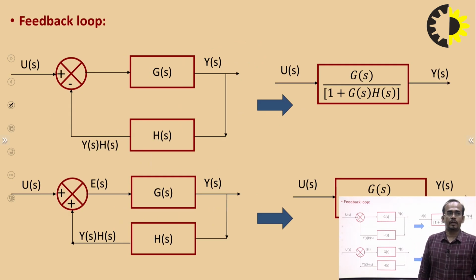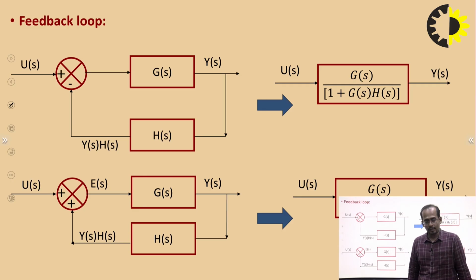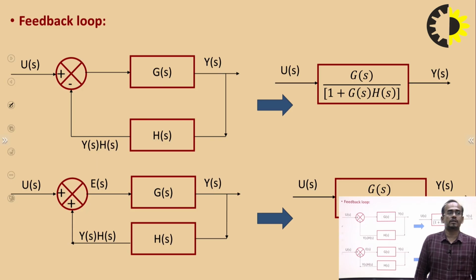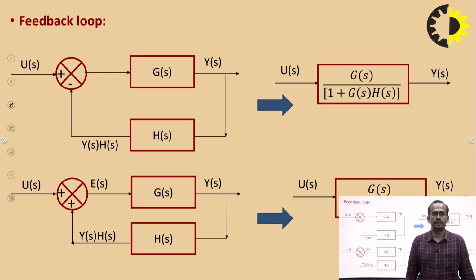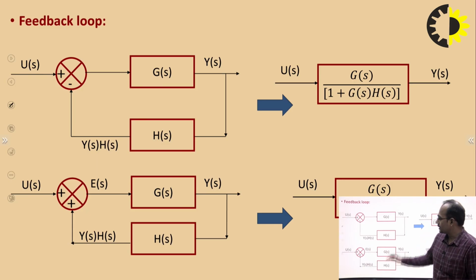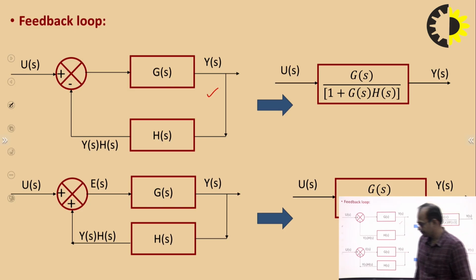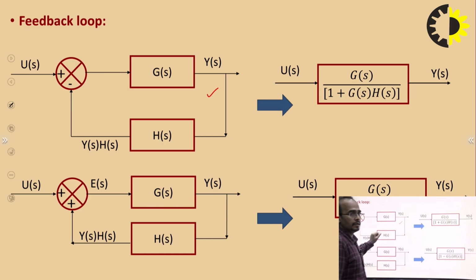Third is the feedback loop. We have already studied that there are two types of feedback connection. First is negative feedback and second is positive feedback. Here you can see this block diagram is a negative feedback system. Here G(s) is the forward gain and H(s) is the feedback gain. After reducing this block diagram, you get G(s) upon 1 plus G(s)H(s). So how are we getting this?